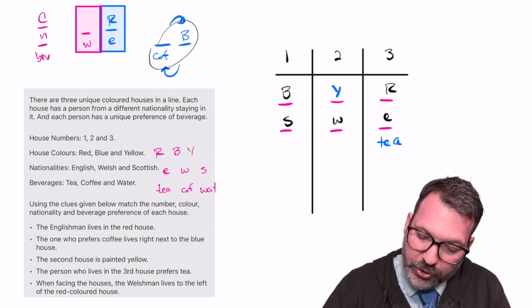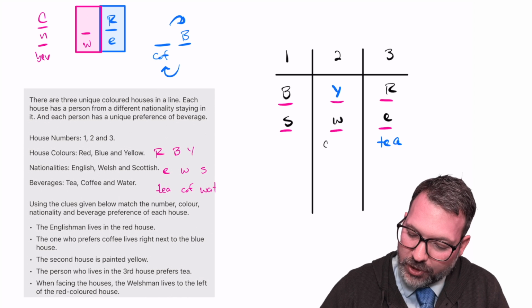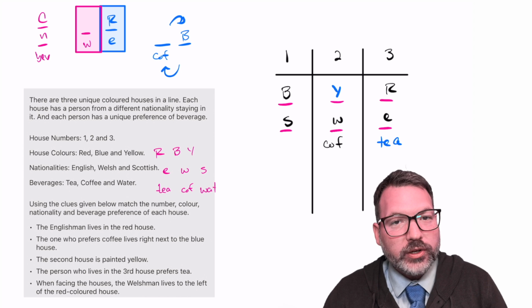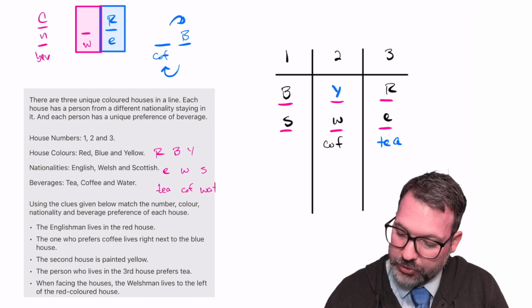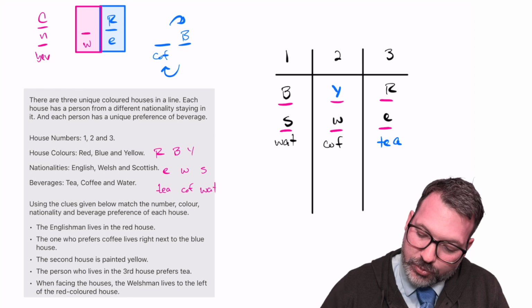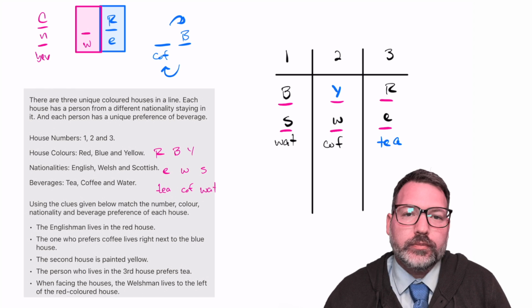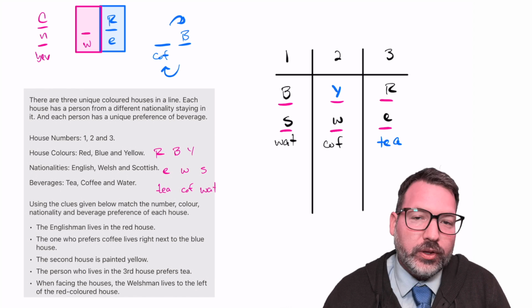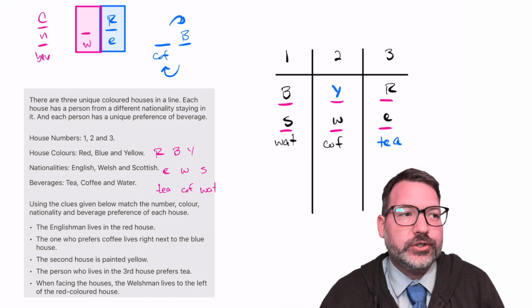We also know the blue house is next to the person who prefers coffee, so it must be the Welshman who prefers coffee. Good on you, Welshman. And it must be the Scottish person who prefers water. And that's it. That's the scenario. That's the only possible way this particular situation can work out.